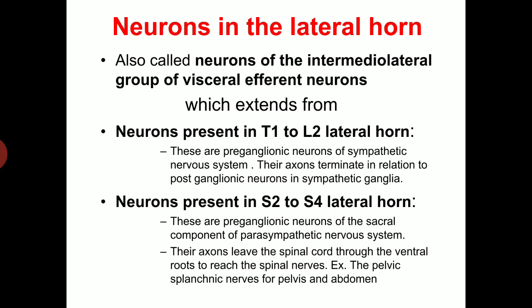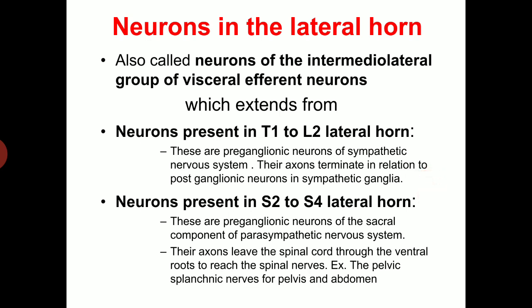Neurons in lateral horn. It is also known as the intermediolateral group of visceral efferent neurons, which extend from neurons present in T1 to L2 lateral horn. So T is thoracic segment, L is lumbar segment. These are preganglionic neurons of sympathetic nervous system. Their axons terminate in relation to postganglionic neurons in sympathetic ganglia.